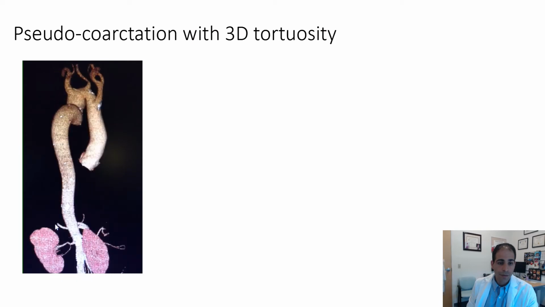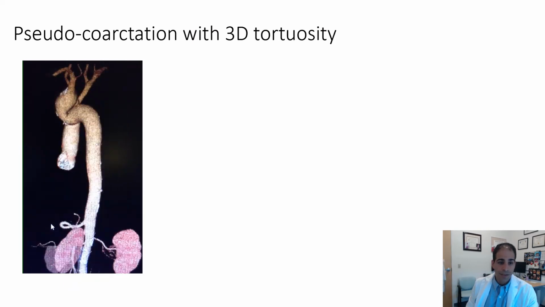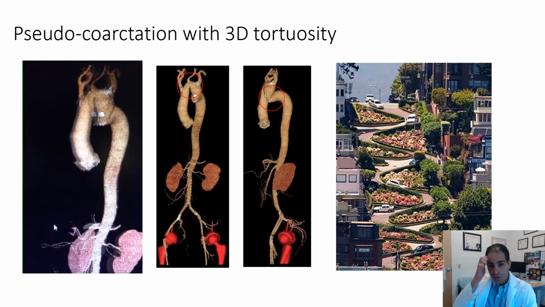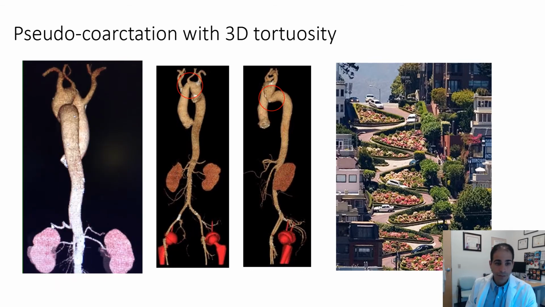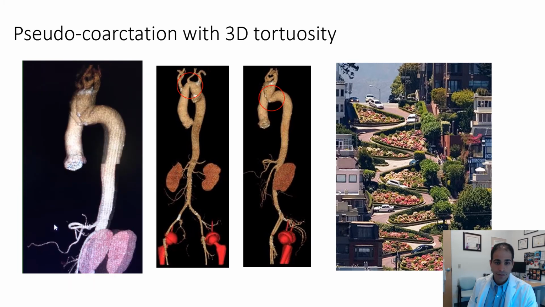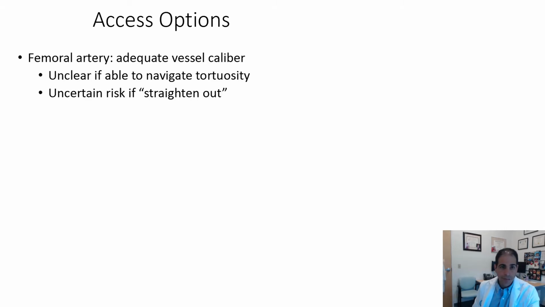This is a 3D reconstruction of the thoracic aorta, which demonstrates several segments of extreme tortuosity in series. We had some serious concerns about being able to successfully deliver a TAVR valve via the transfemoral access due to these areas of tortuosity. We reviewed the access options as a team for pluses and minuses. Obviously, femoral would be the most comfortable, but we were really concerned about not being able to navigate this tortuosity, and we didn't really know what would happen as far as risk if we were able to straighten out the vessel.